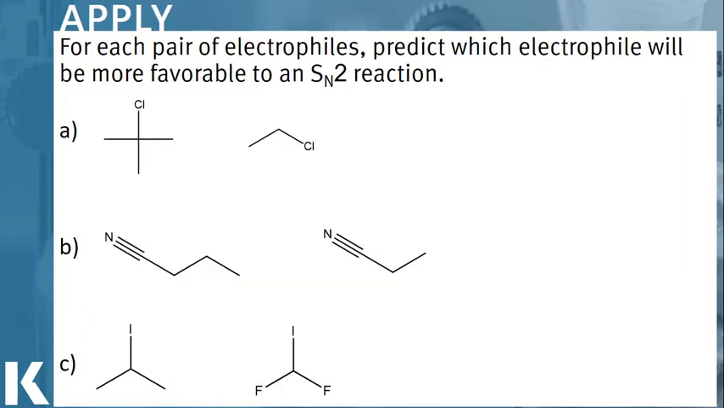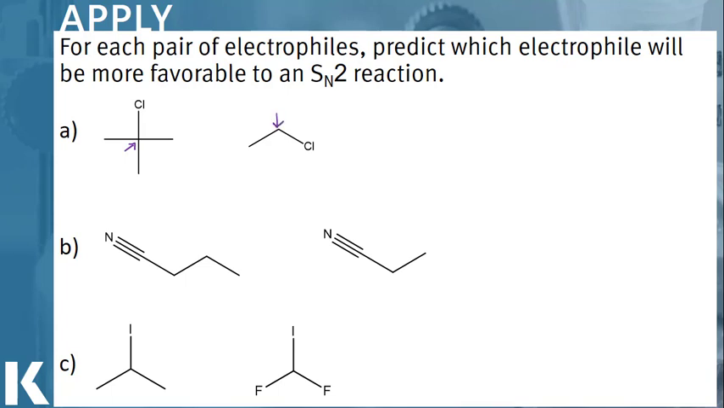Let's do some examples. Let's start with A. First, let's figure out where our electrophilic carbon is in these molecules. So in both cases, the carbon that is bound to the electronegative atom will be feeling a little positive. So in the molecule on the left, our electrophilic carbon is right there, and in the molecule on the right, our electrophilic carbon is right there.